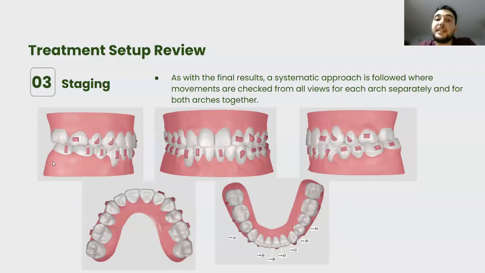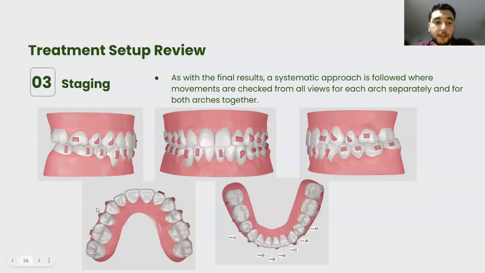So similarly to the final result, also the movements, I go over them in a systematic approach. So I check the whole video of the movement itself, from the anterior view, from the left views, and then from the top views. So making sure every time I'm replaying the video of the movement, I'm looking at a different thing. Even when I'm looking at the occlusal views, for example, for the upper and lower, I like to separate.